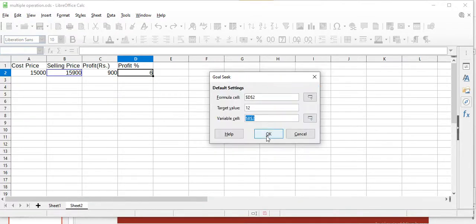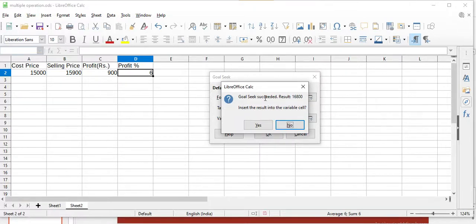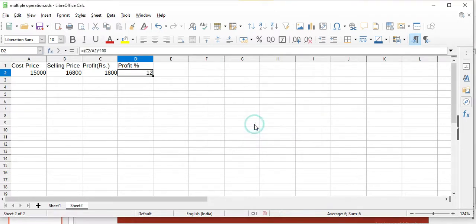When I press OK, you will see that the goal seek has succeeded. The result value is 16,800. Do you want to insert this into the variable cell? If you want to have the 12% profit, you should sell that product at this amount. If you press OK, the selling price will appear on your screen, and you will see your profit has changed to 12%. Like that we can achieve whichever goal we want for our products.